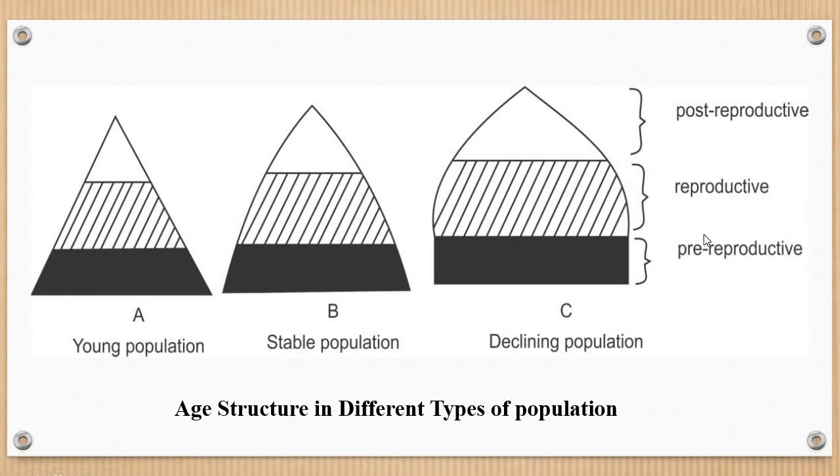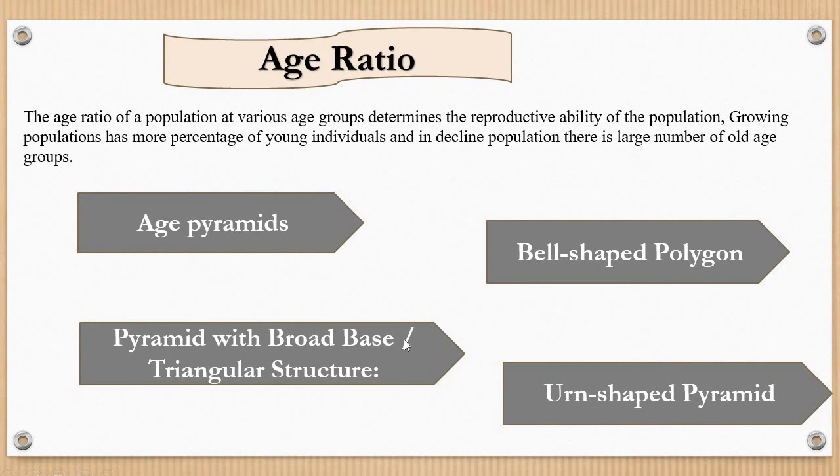So ultimately this proportion is what? Young ones, adult, and old. Pre-reproductive, reproductive, and post-reproductive age groups. Now let's see which are the three types of age pyramids. The first age pyramid is the pyramid with the broad base. The pyramid with the broad base is called a triangular structure.